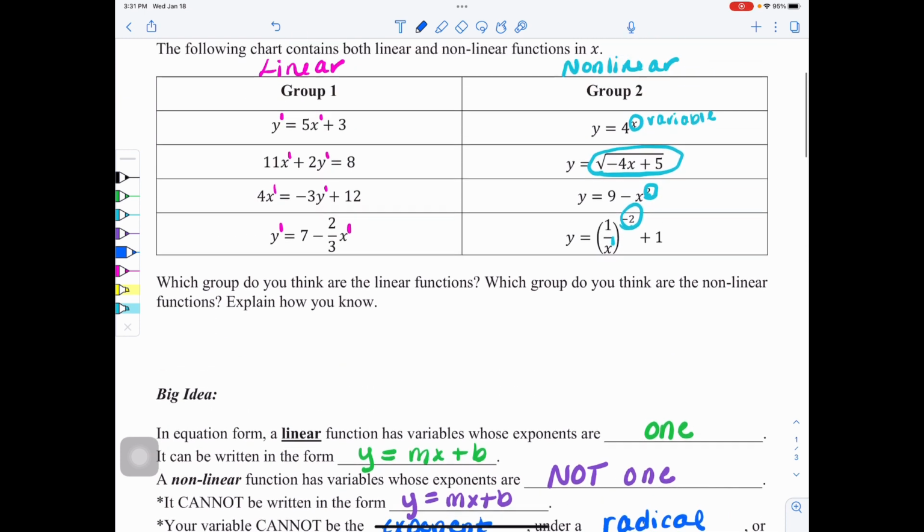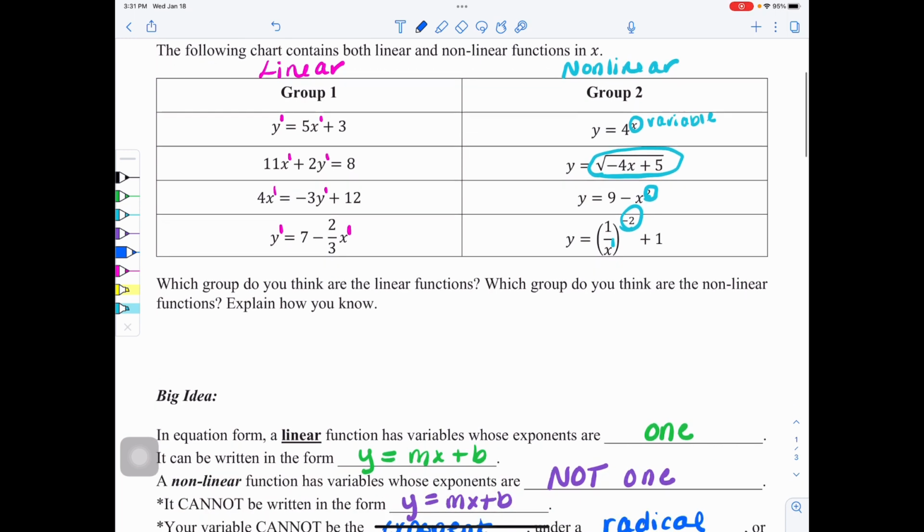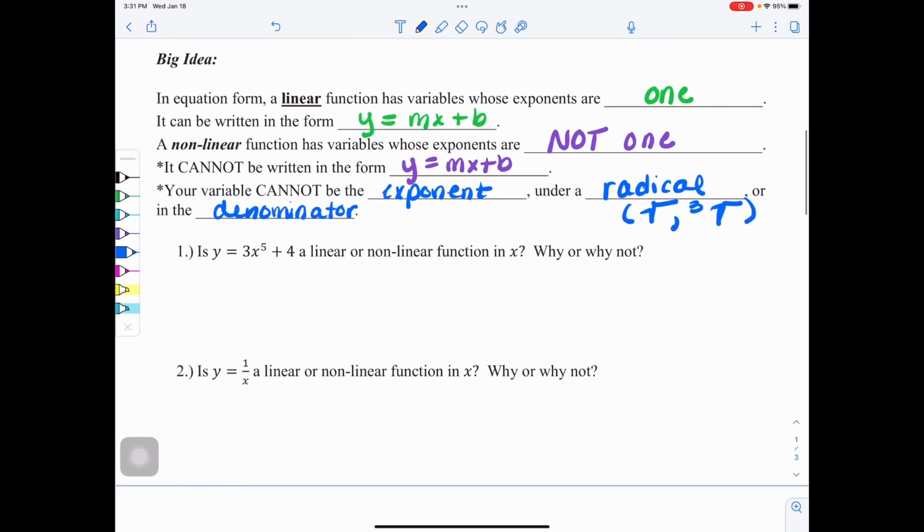And again, if I go back up and look at the chart, y equals 4 to the x, there's the variable. Y equals the square root of negative 4x plus 5, there's the square root. Okay, and in the last one, x was in the denominator. So we're going to talk more about that with our examples, why that turns into an issue. So let's look at some examples together.